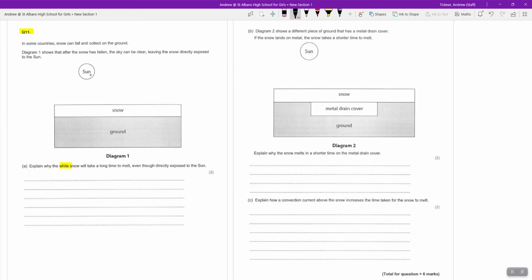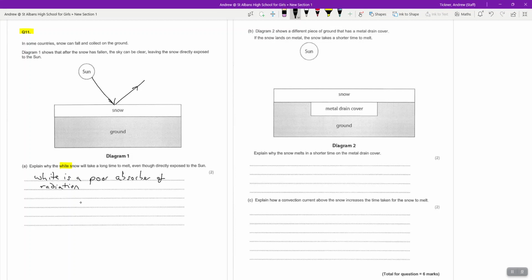Well, the problem is, how does the sun's energy get to the snow? It's coming through via rays of light, but as we know, snow is white. White reflects light, so the light bounces off again, doesn't really get absorbed. So the argument is that white is a poor absorber of radiation.